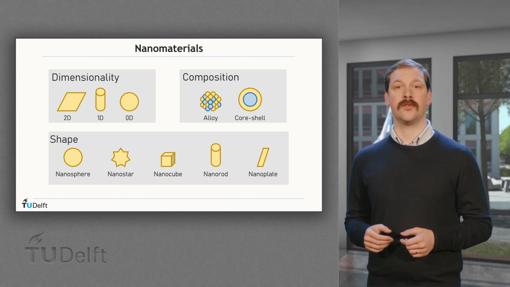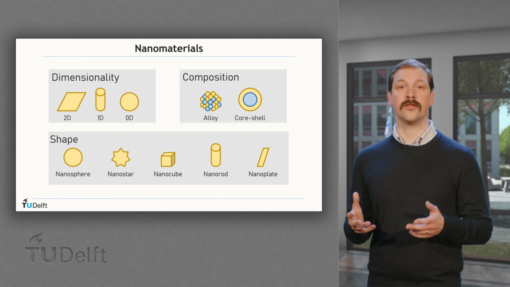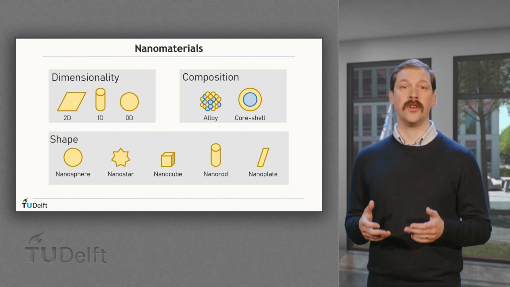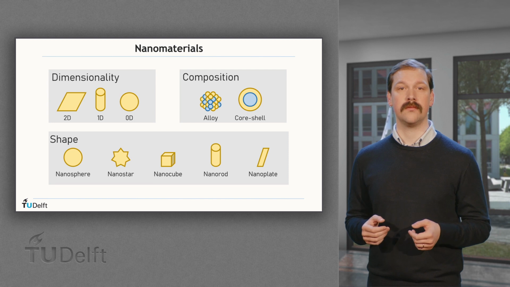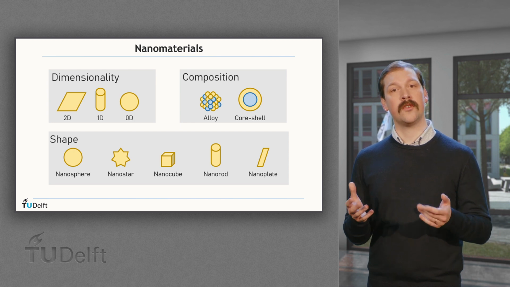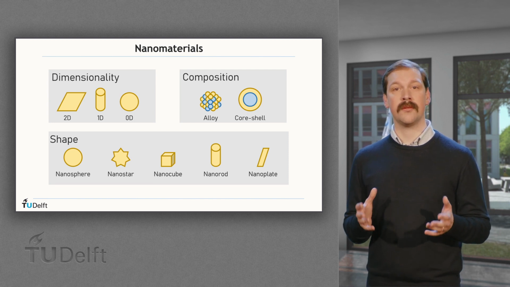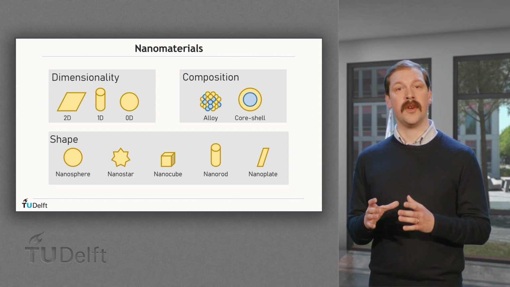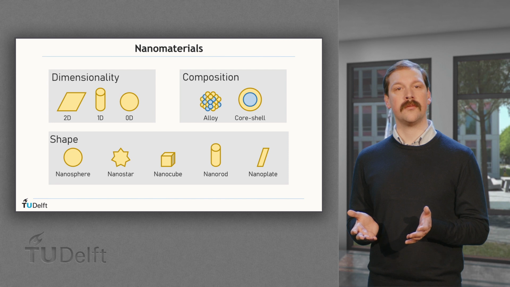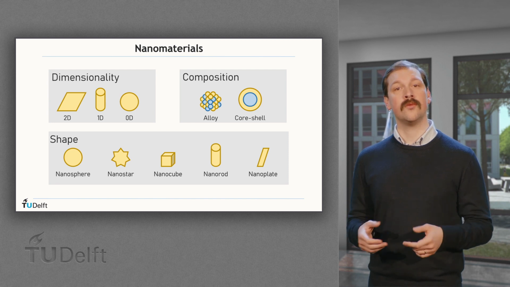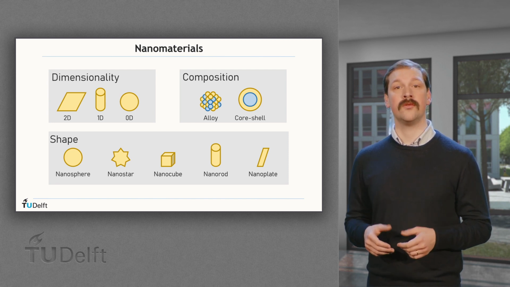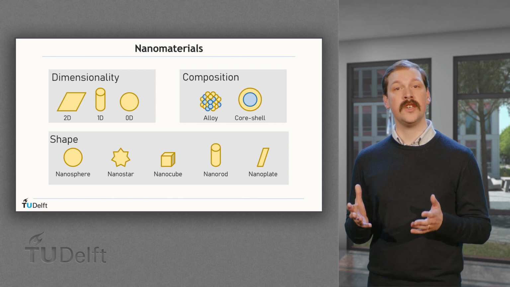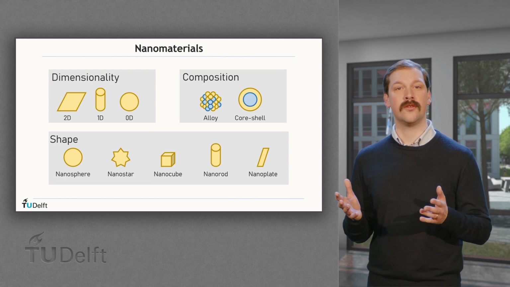Nanoparticles can differ in composition. Metal nanoparticles, for example, can be made of only one metal or multiple ones. In this case, they can form alloys, where metal atoms are mixed together, or core shell structures, where the core, made of one metal, is coated with another metal. Researchers were able to create nanoparticles with many shapes, such as spheres, stars, cubes, rods, and plates.